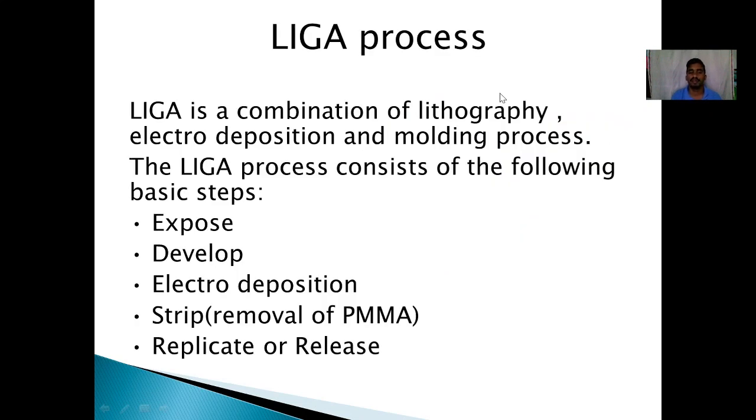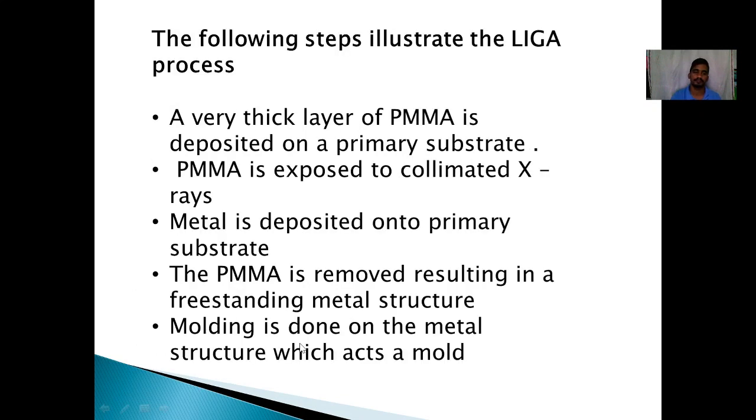LIGA. LIGA is a German acronym which means lithography, galvanoforming and abformung. The LIGA process is a combined process of X-ray lithography, electrodeposition and molding. In the LIGA process, the following steps are followed. Expose, develop, electrodeposition, strip, that is removal of polymethyl methacrylate, replicate or release.